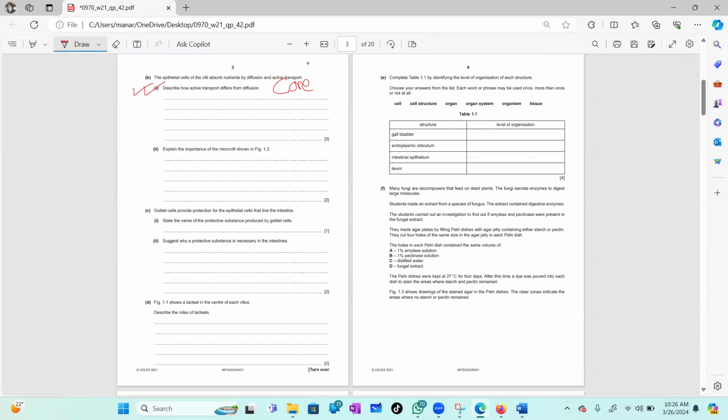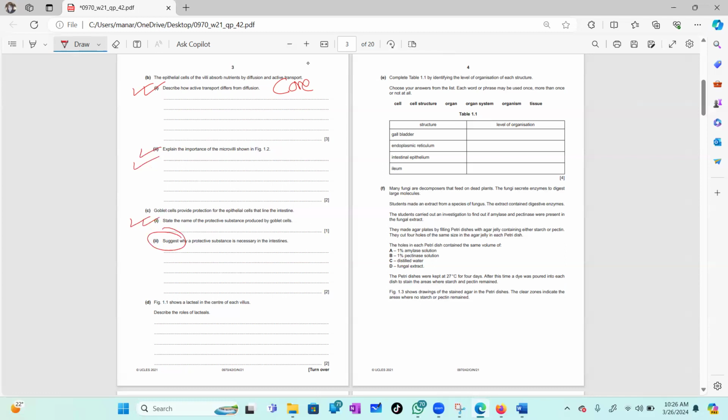Importance of microvilli, this is supplement, that was easy. Goblet cells and mucus, you all did it. The suggest question is a critical thinking question, but you all got it. You all understood that the mucus provides protection. But a lot of you told me that it will trap the dust and it will protect the lungs.